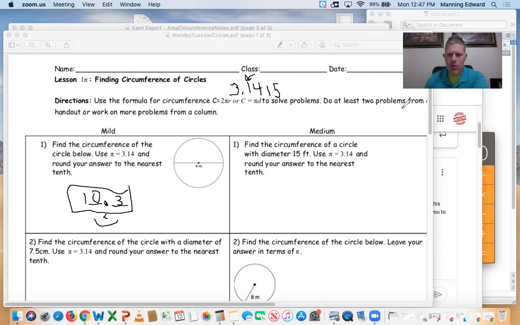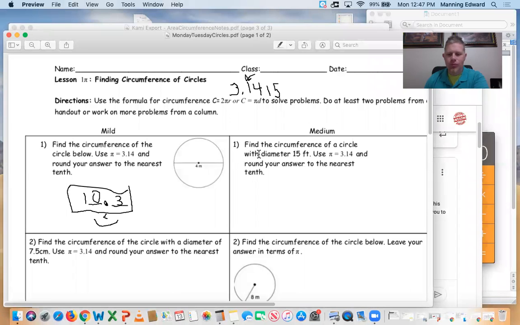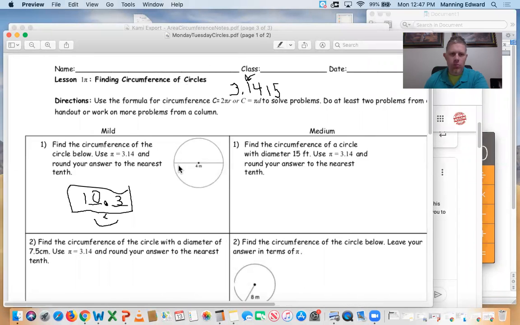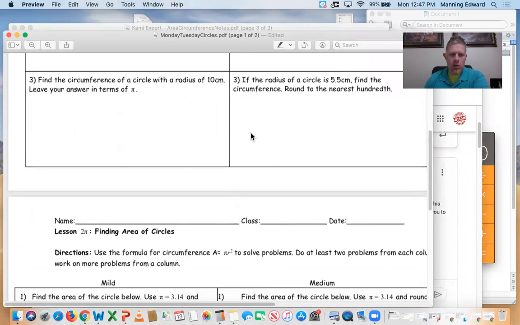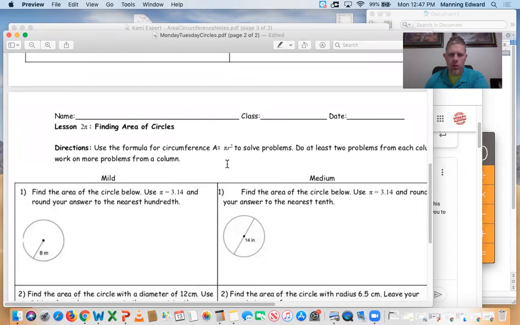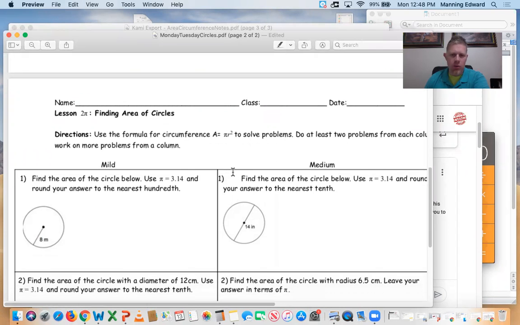It says here, do at least 2 problems from the handout. So if you finish early, or if you finish within a short amount of time, go ahead and work on the other problems as well. And then I think the second one is finding areas of a circle. So this one is what we just did in the beginning with pi times r squared, or pi times radius squared. Do at least 2 problems for each one.